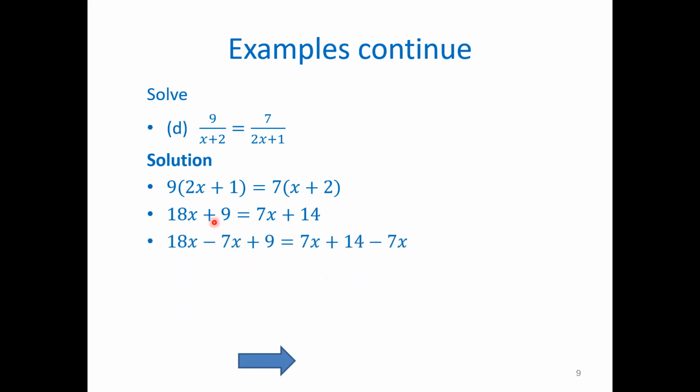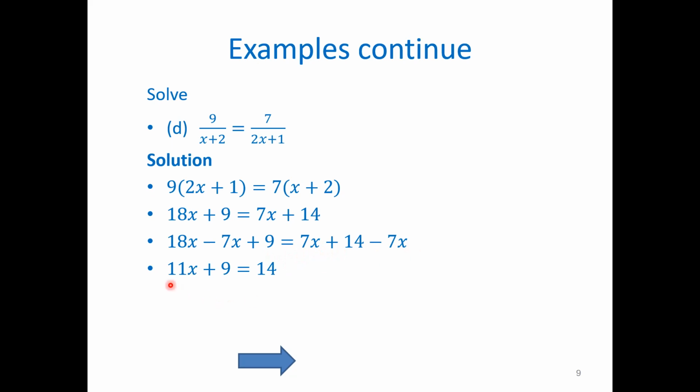And then we have to collect the like terms, and this can be done if we subtract 7x from the left side and from the right side. We will get 18x minus 7x plus 9 equals 7x plus 14 minus 7x. What I did is I subtracted 7x from both sides of the equation, and this will reduce the equation to 18x minus 7x is 11x plus 9 equals 14, because 7x minus 7x on the right side will cancel each other.